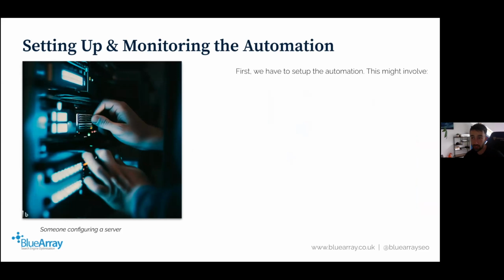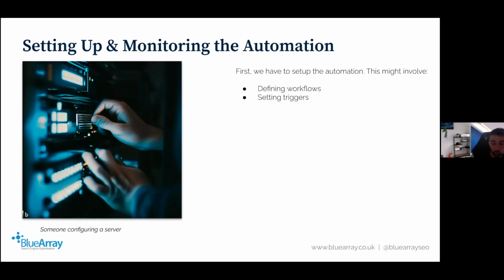Then we've of course got to set up the automation. This might involve defining the workflow, working out exactly what the process is that you follow. Create a diagram for this. Actually write it out step by step. So if, for example, you're doing keyword research, write out every single step that you currently carry out, and then you can work out exactly what automation or technology can help you with each individual step.